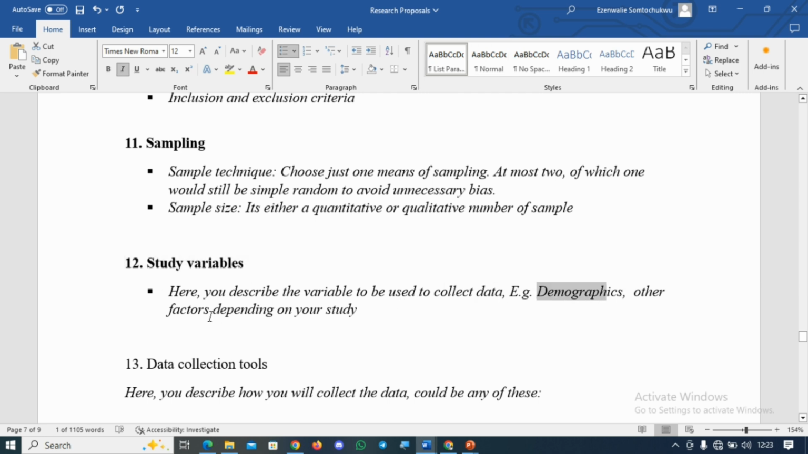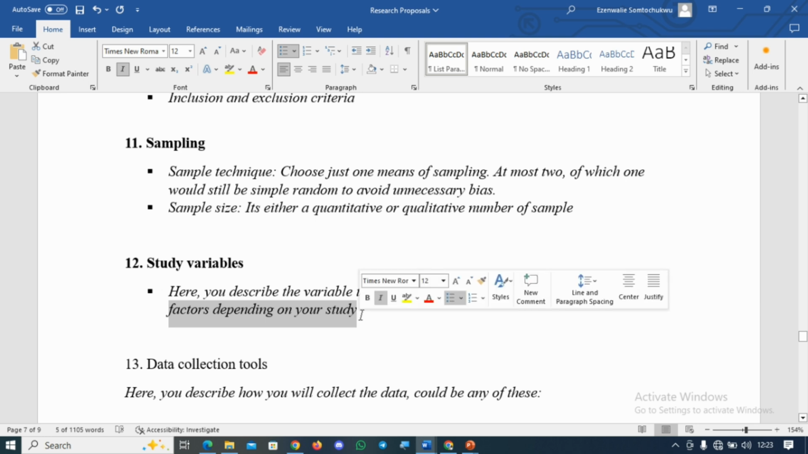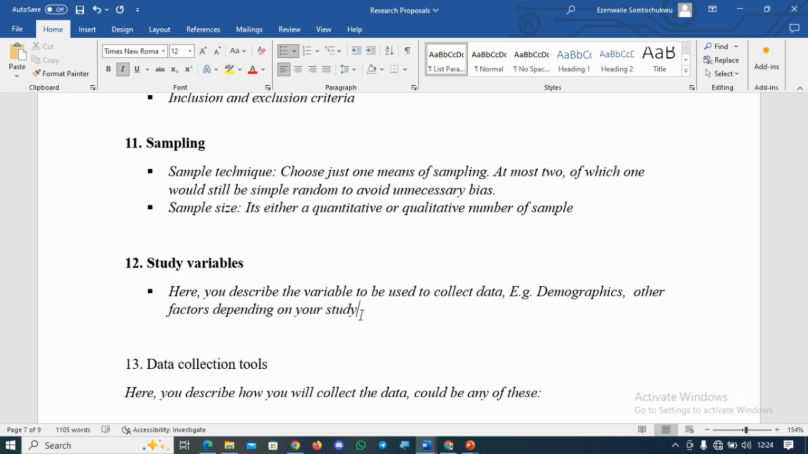We'll be collecting their blood sample, you'll be collecting their age, maybe collecting their urine, for those working on raw data and human subjects. So these are things that should be mentioned in your study variable.